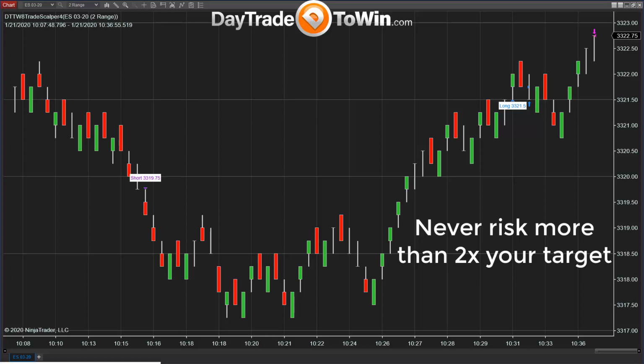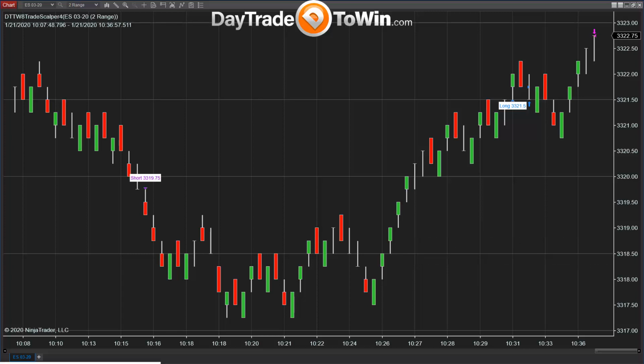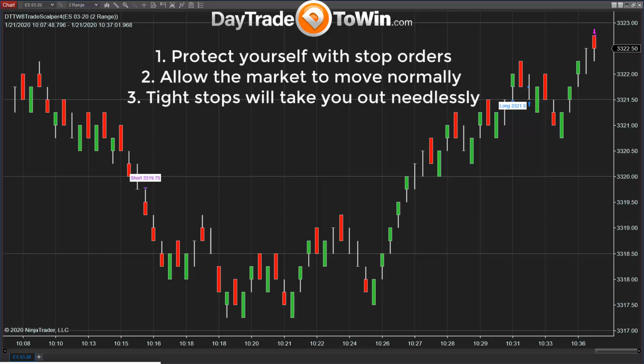So I'm not suggesting that you have this huge stop loss. What I want you to do though is not have a stop that is so tight, and so many traders make this mistake. They put a stop that is so tight and so close to where they entered, they automatically just get knocked out of the trade unnecessarily, and then the market moves in their favor. So consider having a target and a stop that's relevant to how the market is moving.